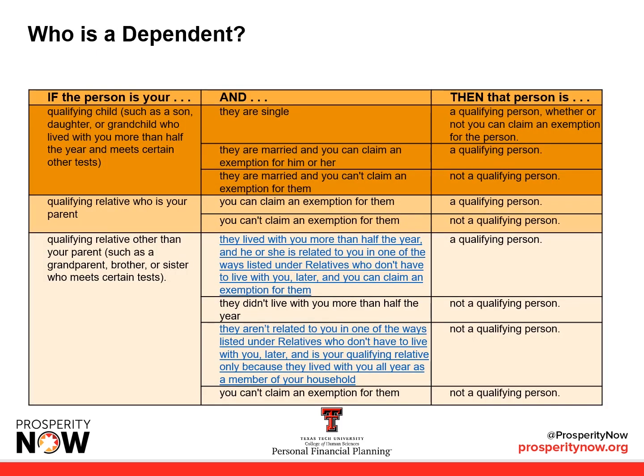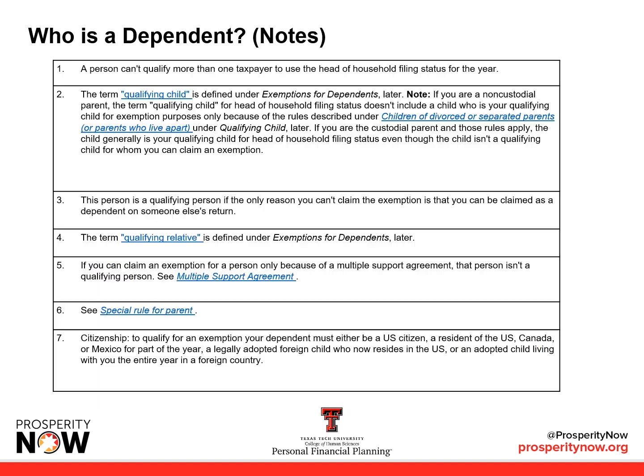The table quantifies qualifying child, relative, or relative other than your parent. And you can go through this and pause the recording and see what you may or may not know. And here are some notes for that table.